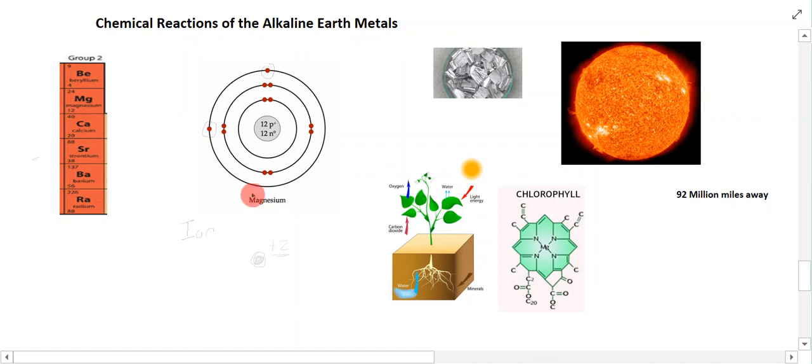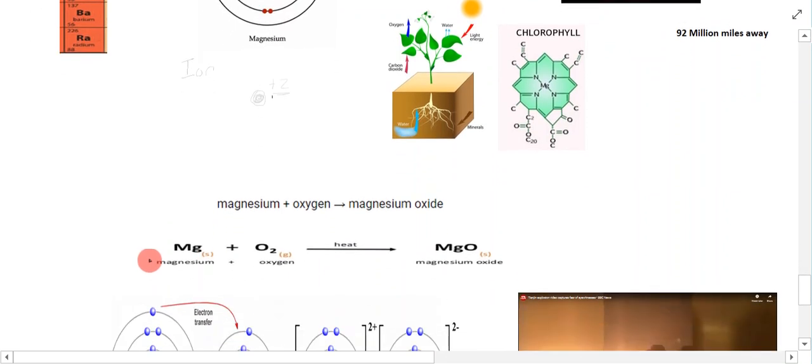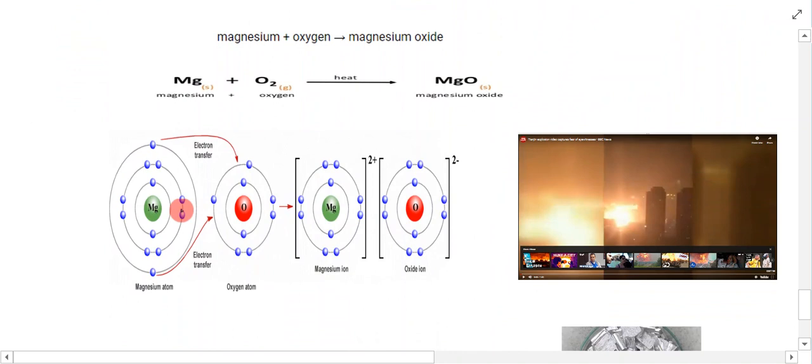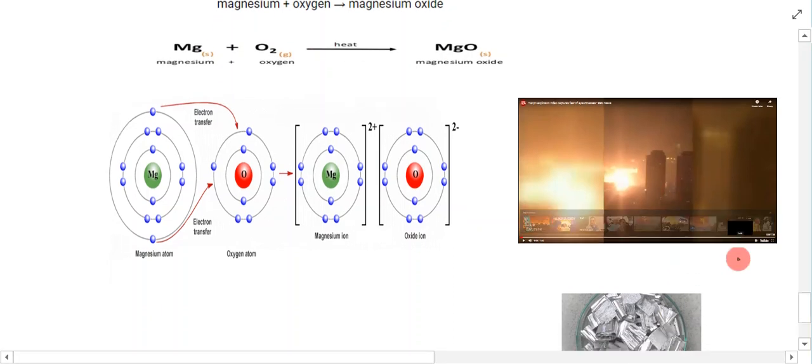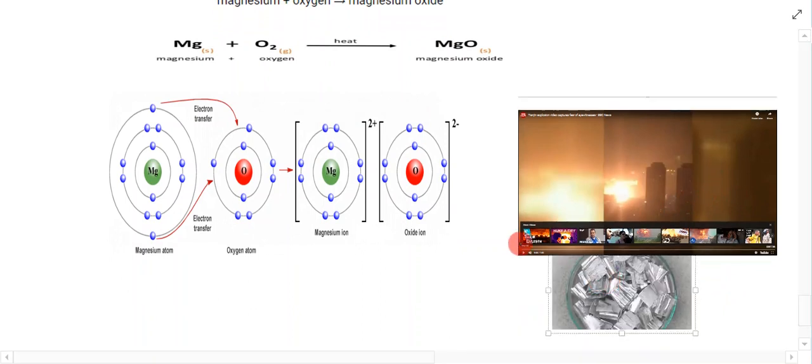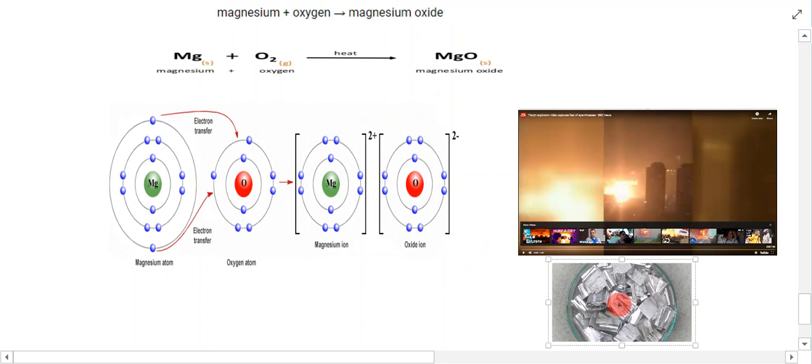So let's have a look at one of the reactions, and this is quite a violent reaction: when you burn magnesium in oxygen. When you burn magnesium in air, for example, the air contains oxygen, and it'll burn very, very bright. Remember, this is what magnesium looks like, and they can grind this up into a fine powder and put it into fireworks, for example.